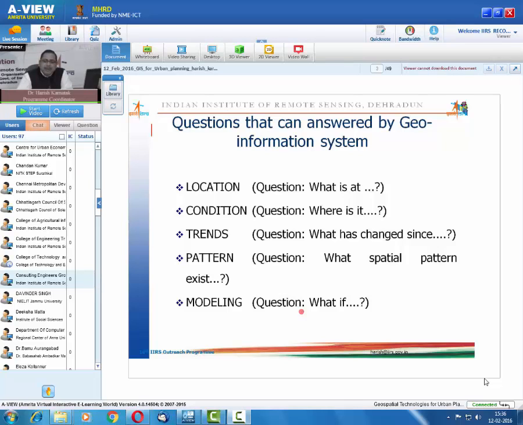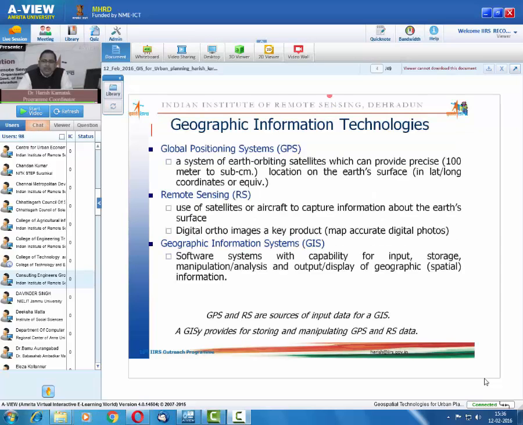example, if I have the land use map of the last 30 years, by making some relationship or by understanding the trends and patterns in this map, can I predict the future trend or future land use map of a particular geography? This kind of modeling exercise we can do in our geographic information system.